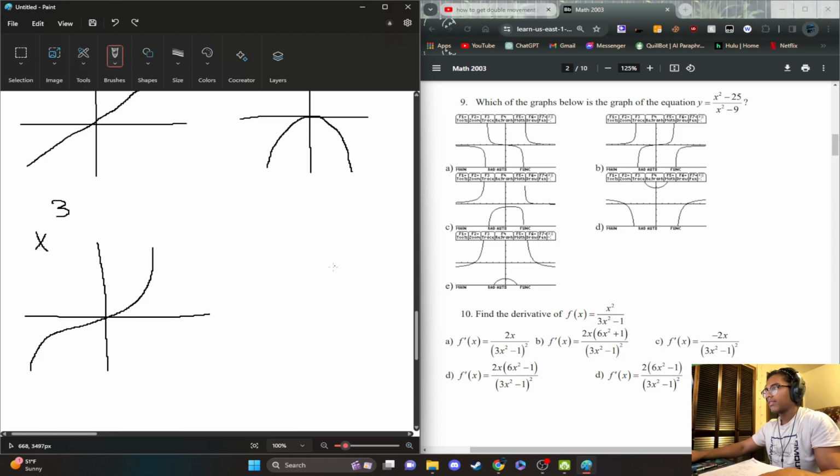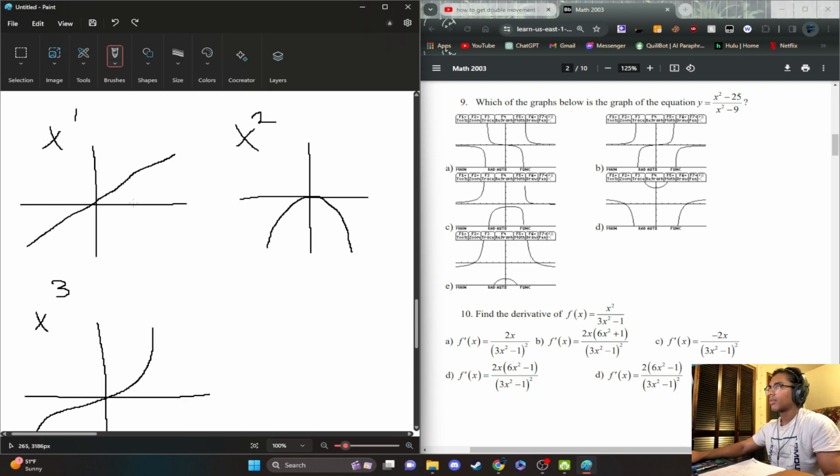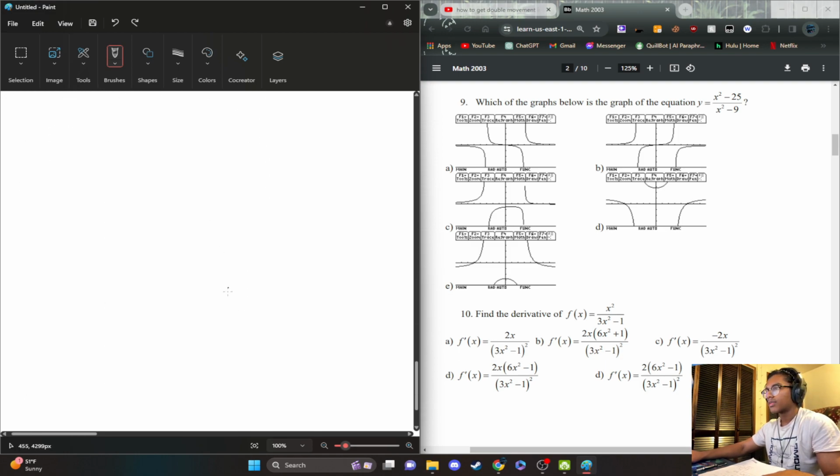And every time you get an even number, you're going to get something that looks like a U, okay? So let's play around with this. Let's say we have a negative x, right? So negative x means what? Instead of the line going this way, instead of the line going straight up, it's going to go down, right?